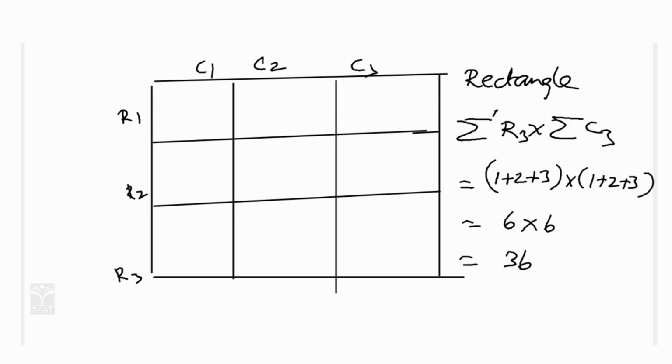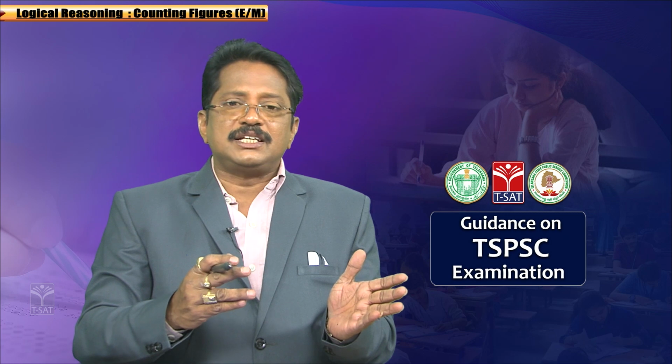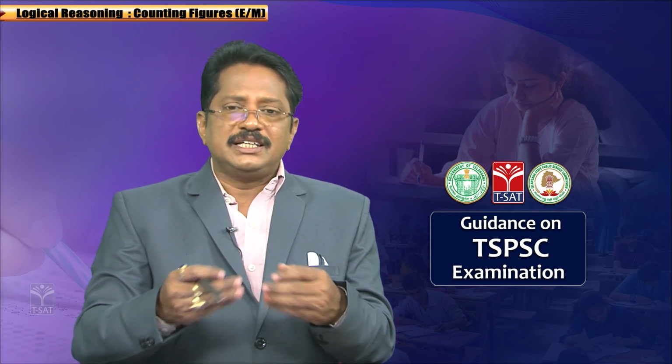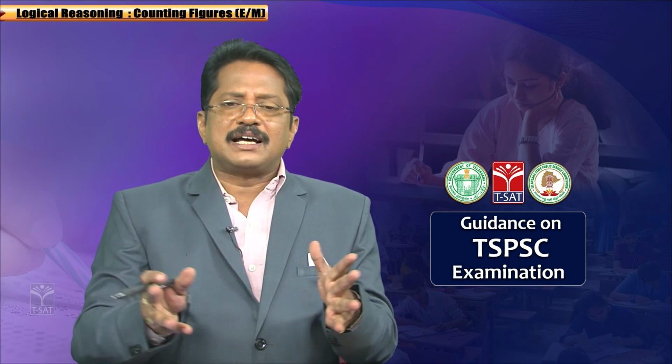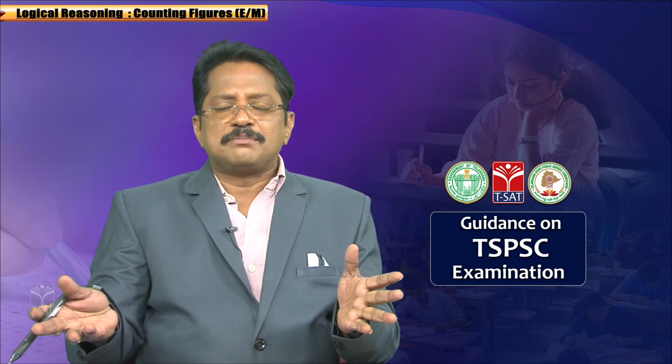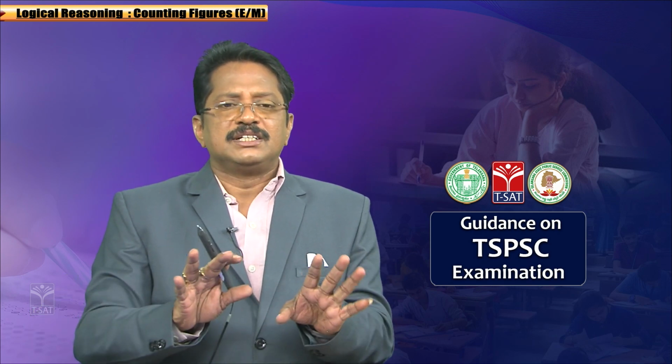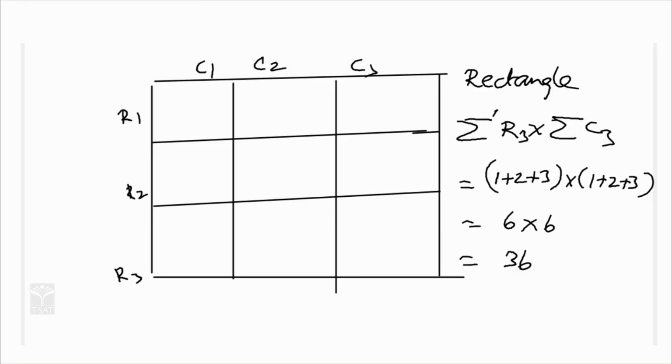Now, for example, for a rectangle. Simply what is the difference between squares and rectangles? Previously you did sigma n square, no? Here you simply have to take sigma of the number of rows and sigma of the number of columns, and multiply them. How many rows are here? 3, sigma 3. How many columns? 3, sigma 3. Sigma 3 is 6, 6 of 6 is 36. In this manner, you can calculate.